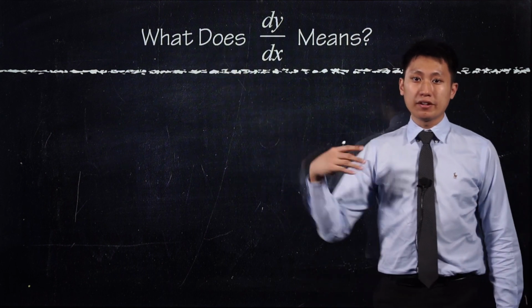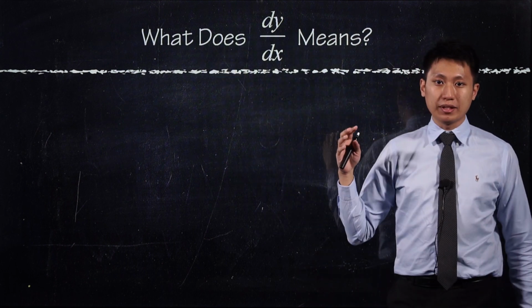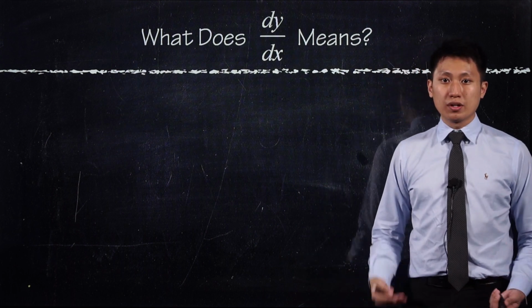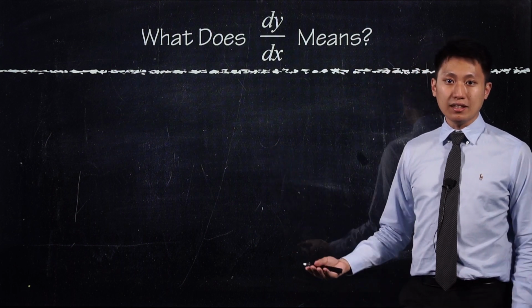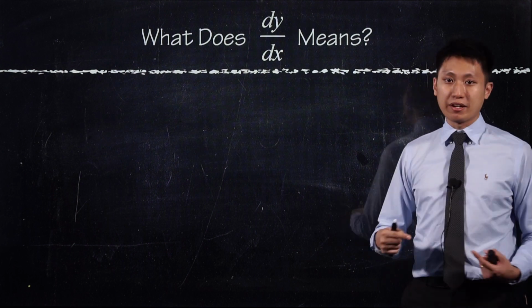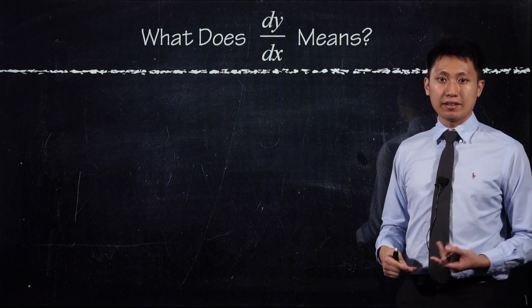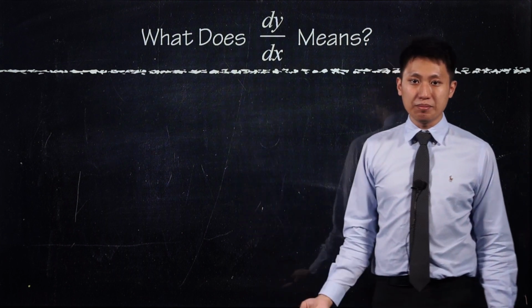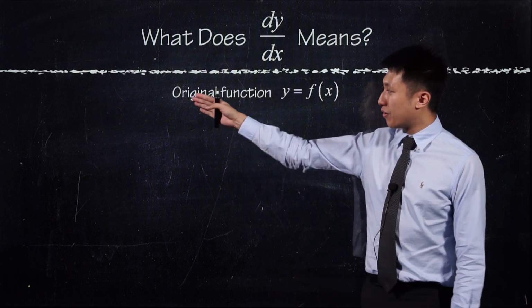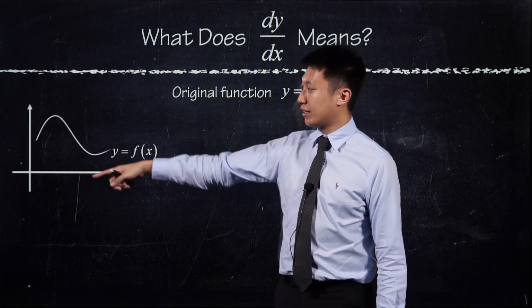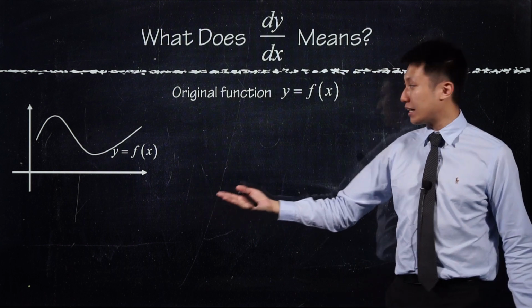So first of all, you need to know what dy dx means. Previously we have learned how to find dy dx, right? We have to know how to find dy dx by using the product rule, quotient rule, and also the chain rule. Now, what does dy dx actually mean? If you have an original function y equals f(x), then on the graph it will look like a curve like this. Okay, so you can sketch that out.